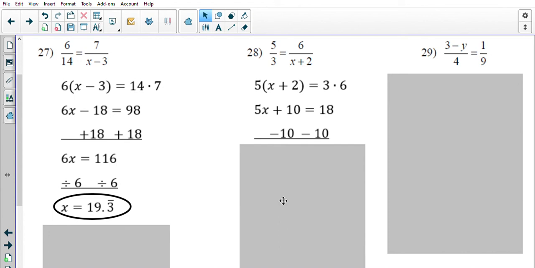So we subtract 10 from both sides to get 5x equals 8.